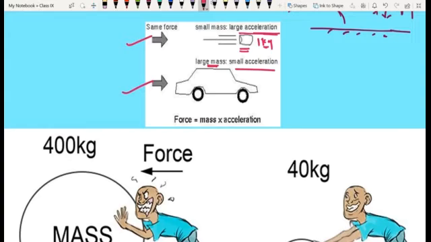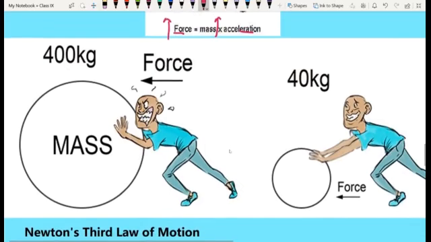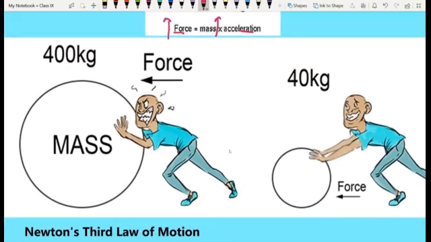That is the condition, because force is mass into acceleration, meaning the product of mass and acceleration must be constant. If the mass is larger, you need to apply more force to accelerate it at the same speed. One more way you can think of this situation: in the figure, one object is 400 kilogram, this is an object of 40 kilogram, and he is applying the same force.